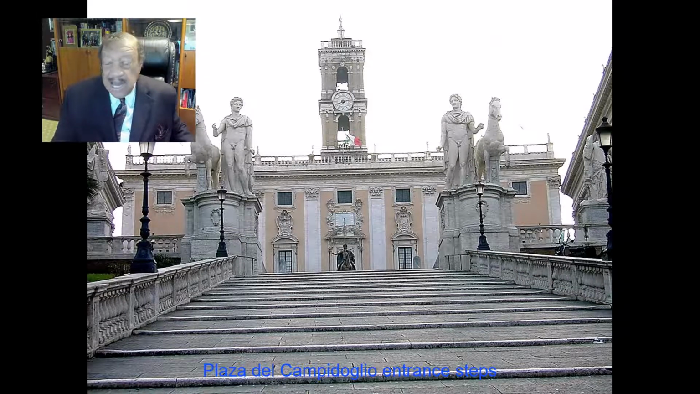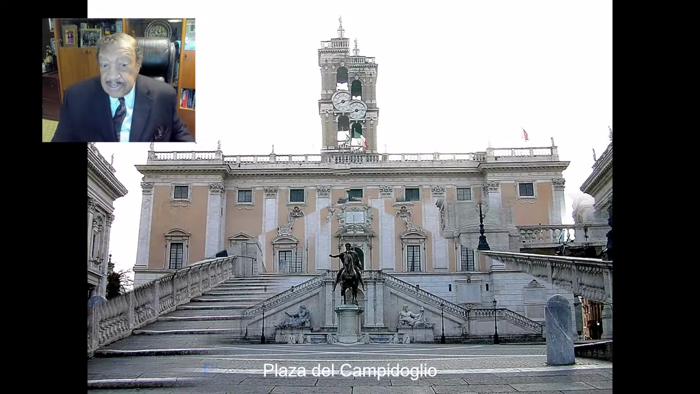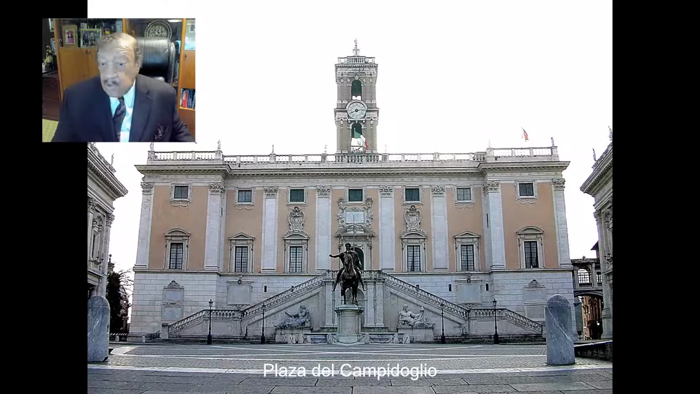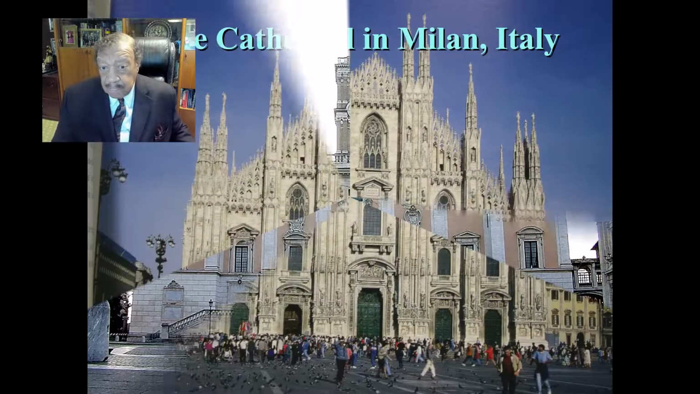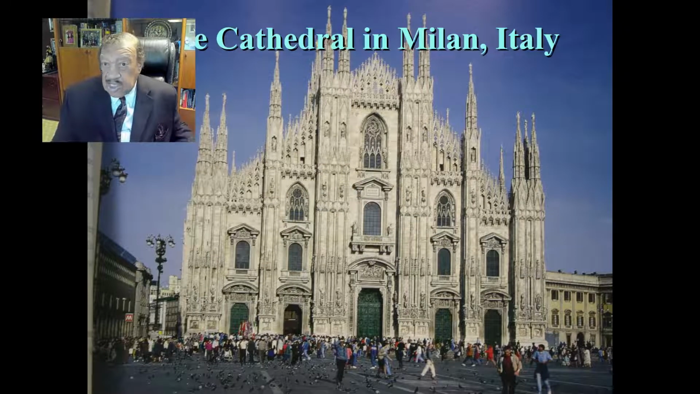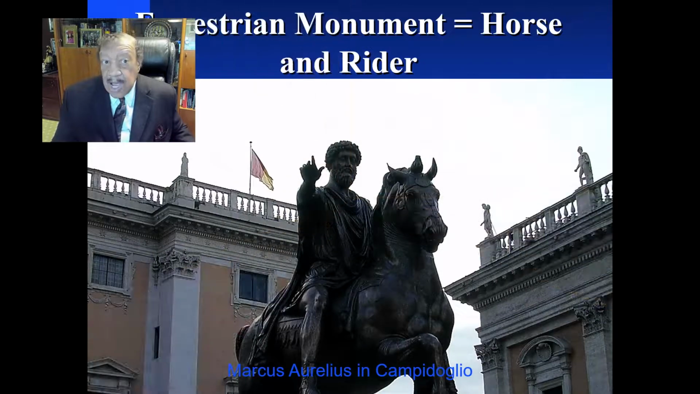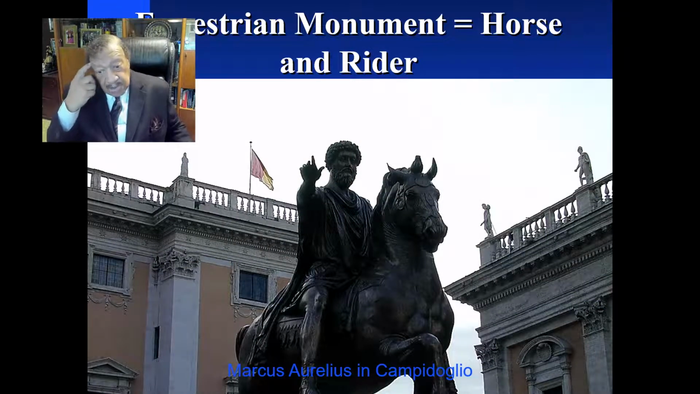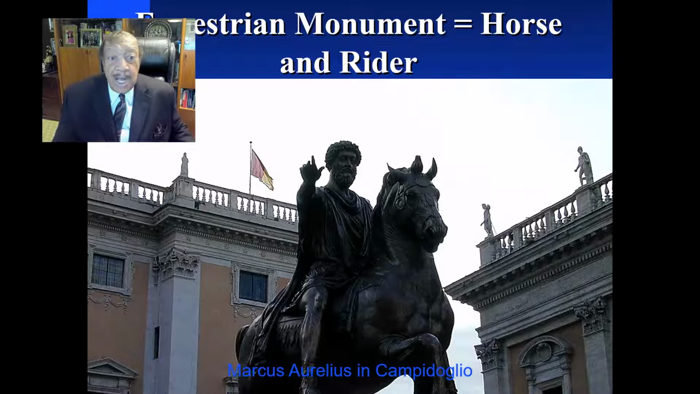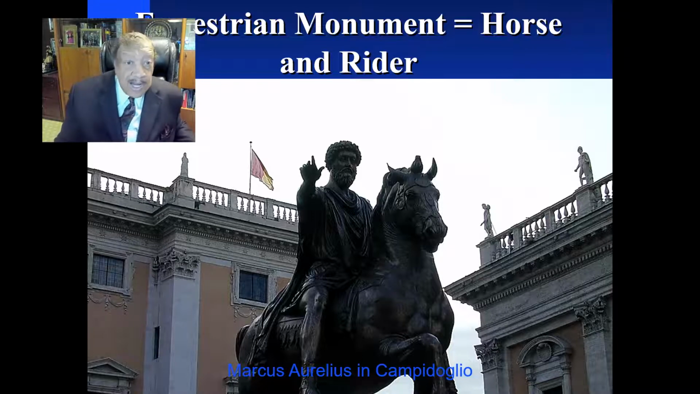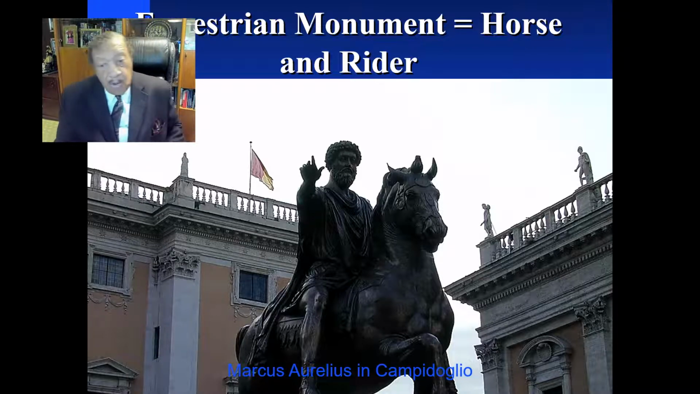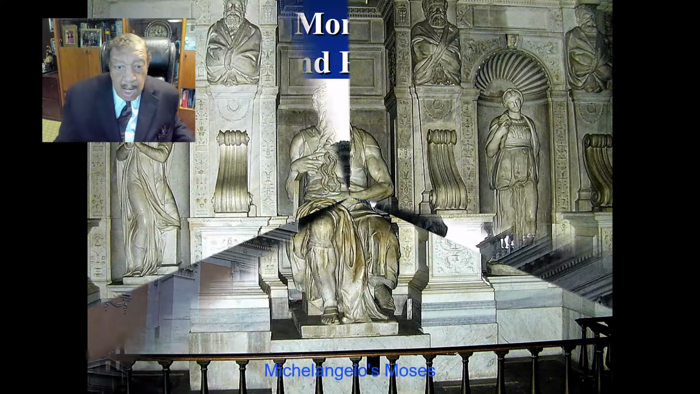Michelangelo designed many libraries and stairs and many buildings, many plazas. This is the cathedral at Milan, but a lot of influences there. And he also, we have this equestrian. An equestrian is a horse and rider. Remember that. Every year in Madison Square Garden, they have the equestrian show where the horse jumps over an obstacle.